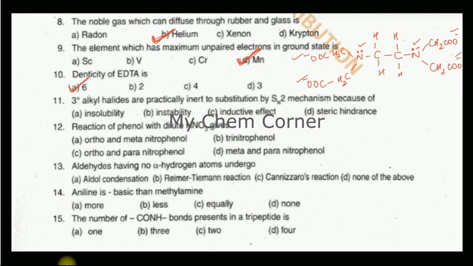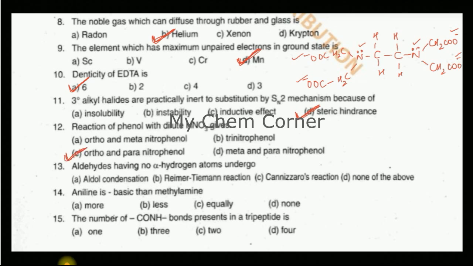Now, tertiary alkyl halides are practically inert to substitution by SN2 mechanism because of steric hindrance, because tertiary alkyl halides have a bulky group around the carbocation. So, because of that, steric hindrance will be there. Next one, reaction of phenol with dilute HNO3 will give ortho and para nitrophenol.